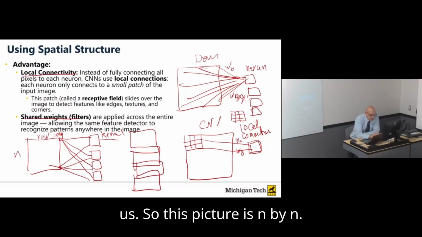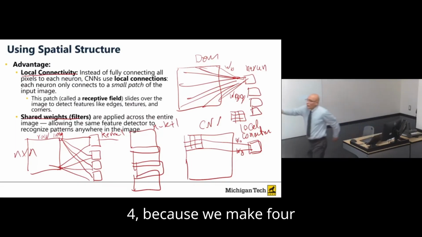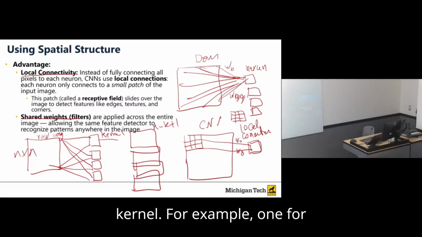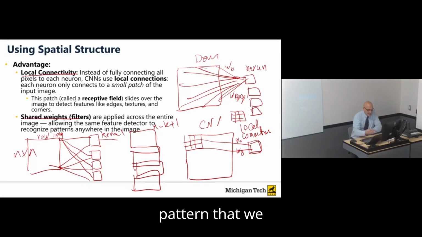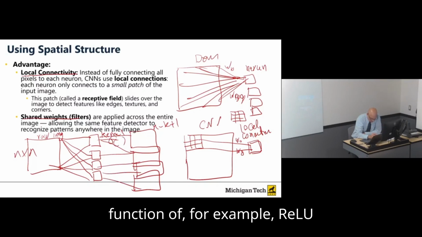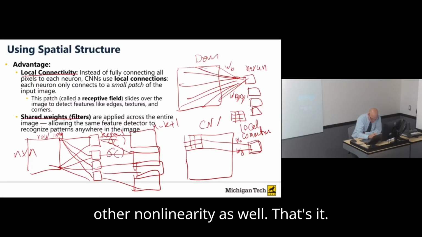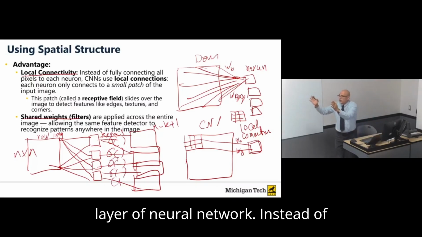So the image is n by n, and each output picture is n minus k plus 1 by n minus k plus 1. So 4 pictures, because we made 4 kernels. For example, 1 for edges, 1 for corners, 1 for any other pattern that we want to find. To add nonlinearity, we also put a function such as ReLU here, or sigmoid, or any other nonlinearity. That's it. In general, this is going to be one layer of a neural network.